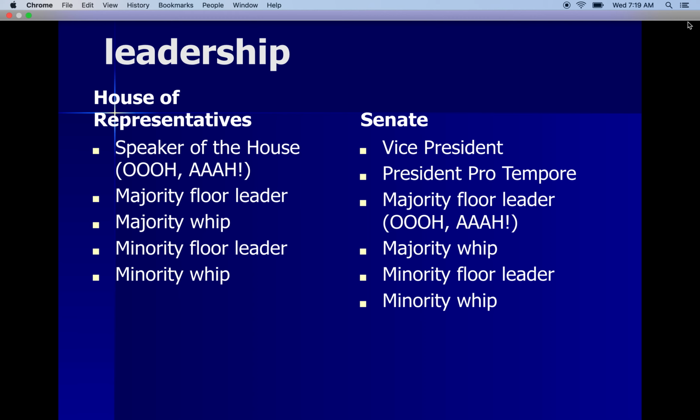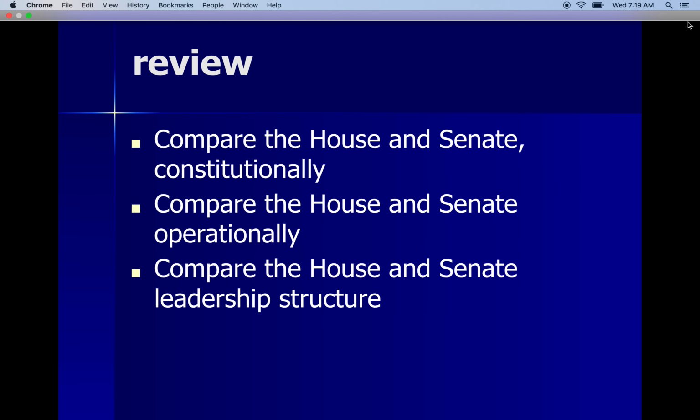The majority floor leader is, that's where the power is in the Senate. So that's Mitch McConnell. And so when we were watching the stuff that was going on with the impeachment and the impeachment trial, he was in charge of that. It wasn't Pence. Okay, there's a majority whip to count votes, let the floor leader know how much support there is for a bill, and then the minority floor leader, a minority whip. Okay, so there's a review.